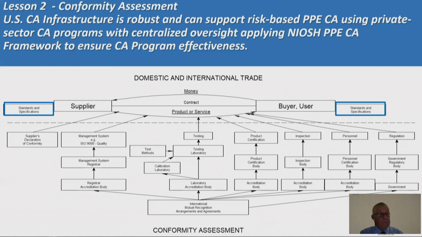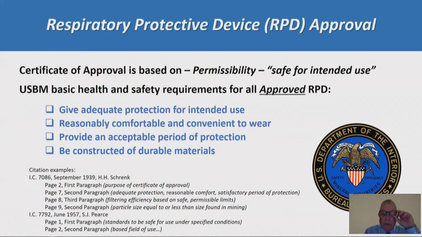Next slide. The second topic area is respiratory protective device approvals. The programs were established in the early 1900s with the first approval in 1919 by the U.S. Bureau of Mines. And in establishing a conformity assessment program, the U.S.